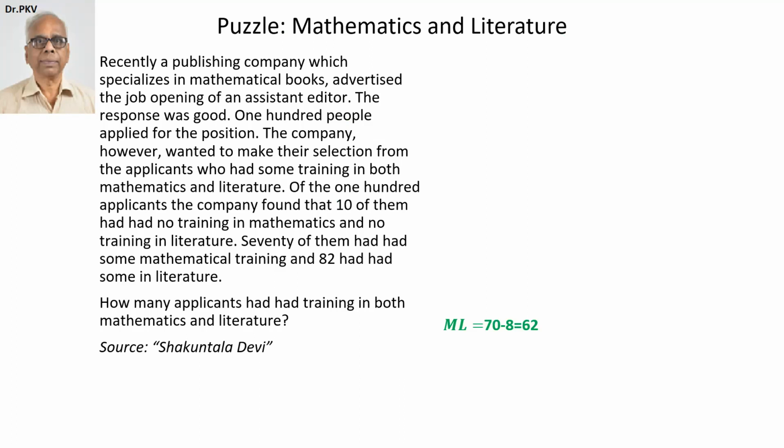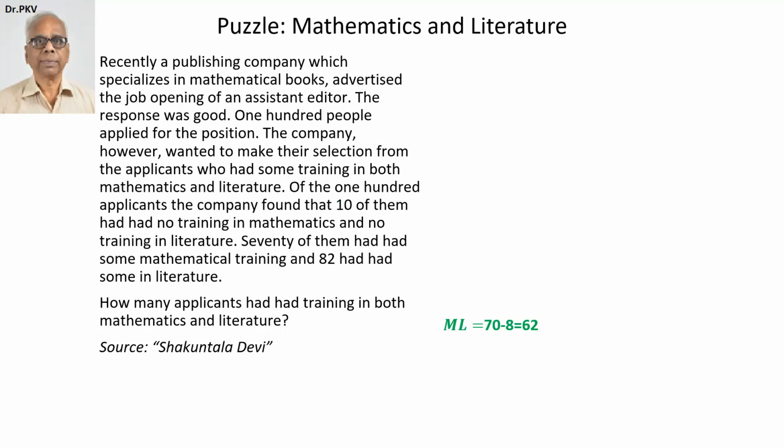Of the 100 applicants, the company found that 10 of them had no training in mathematics and no training in literature. 70 of them had some mathematical training and 82 had some literature training. How many applicants had training in both mathematics and literature? Source: Shakuntala Devi, Puzzles to Puzzle You.